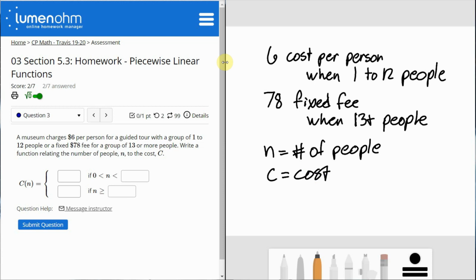Based on the word problem, I can separate the domain based on either 12 or 13. I can only use one number to separate the domain, and because the second domain says n is greater than or equal to, and the word problem said 13 or more people, I'll use 13 for both domain restrictions.